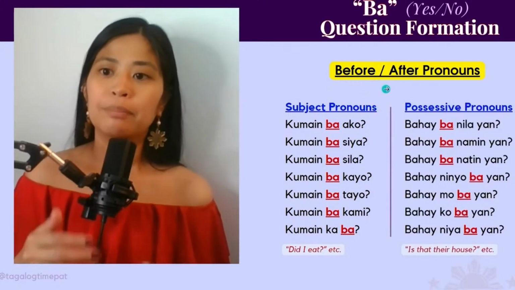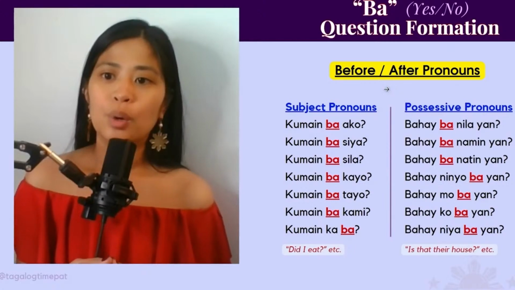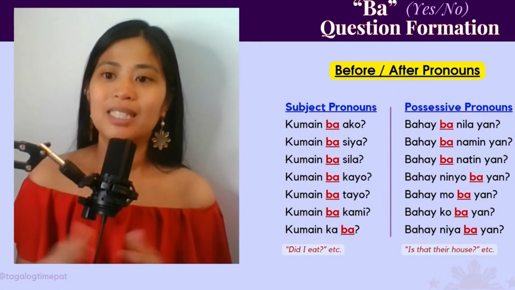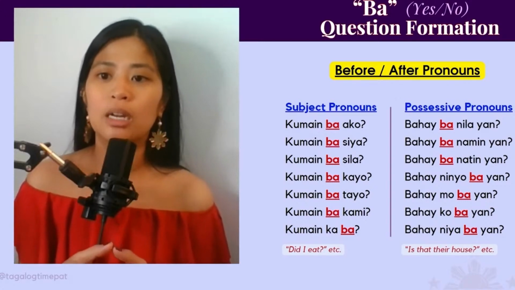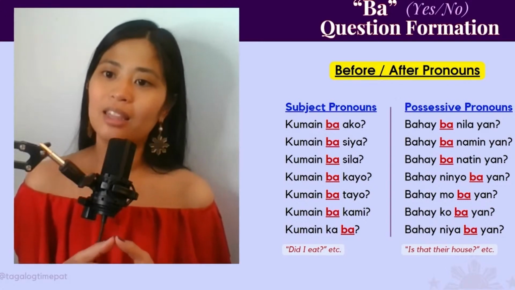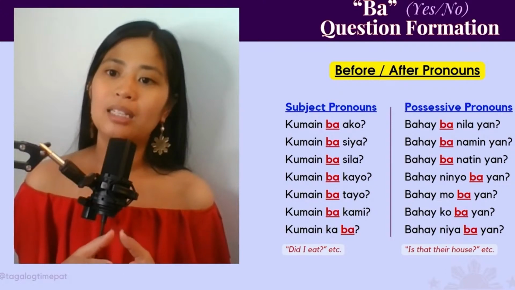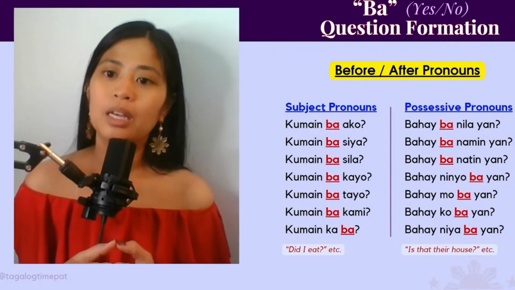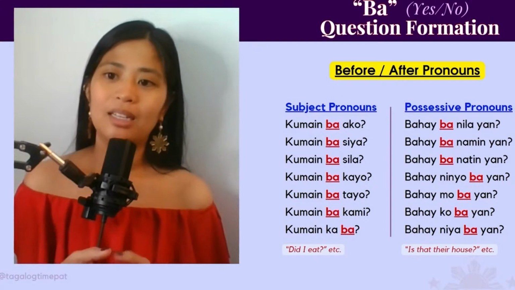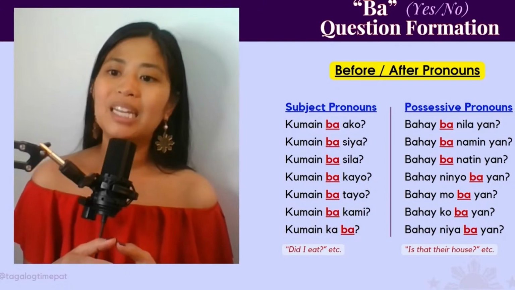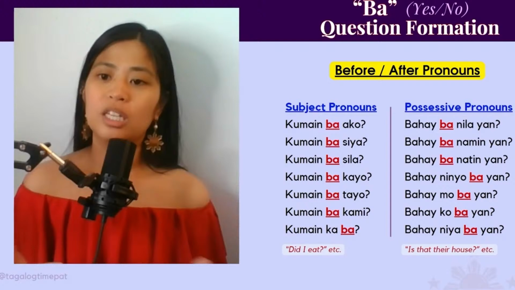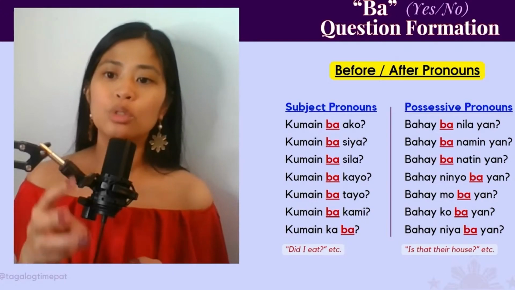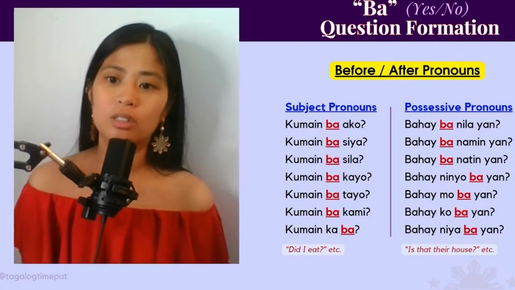Now let's take a look at possessive pronouns. So bahay nila yan, that means that is their house. But when you add ba, it turns it into a question. Bahay ba nila yan? Is that their house? So it's going before. Next, bahay ba namin yan? Is that our house? Or bahay ba natin yan? Our house inclusive, bahay ba natin yan? So those three examples, ba is going first.